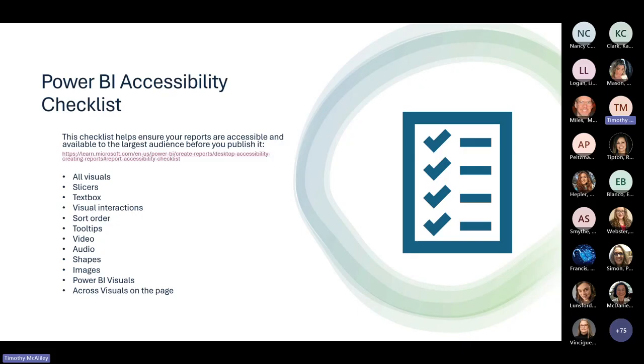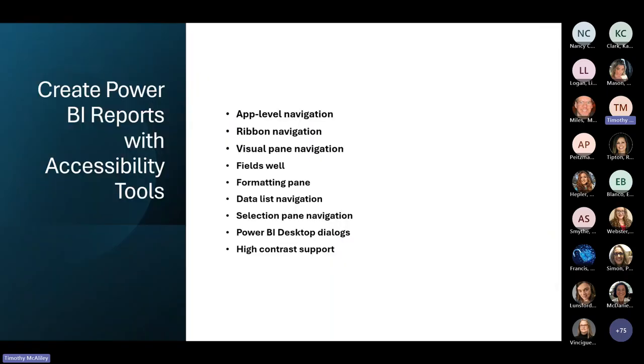And so as you're designing your reports, getting ready to publish reports, you can make sure that you've got everything from visuals on a report page, or all visuals in a report, or your slicers, your text boxes, your visual interactions, your sort ordering. All these things are designed with accessibility around that. Rather than go through all these individually, I would take a look at the report accessibility checklist. Again, I provide all the links.